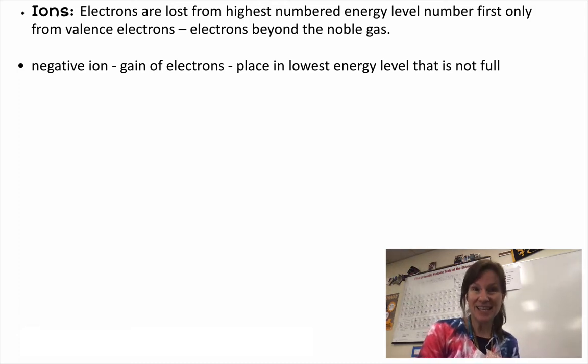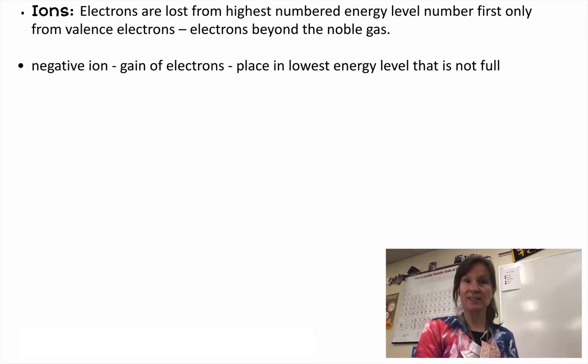If we gain electrons, that means we have more negatives than positives, and the ion is negative. If we lose electrons, that means we have more positives than negatives, and it ends up being positive. So when we write the electron configuration for an ion, we have to place extra electrons if it's a negative ion, or remove some electrons if it is a positive ion.